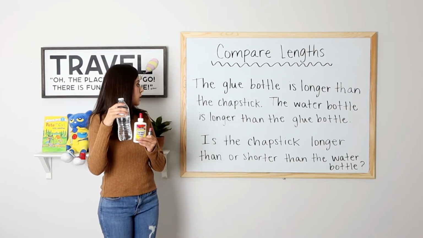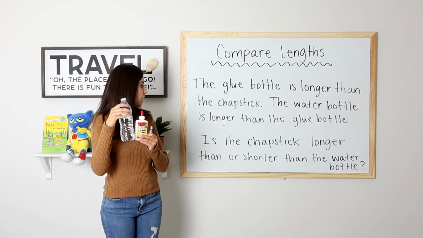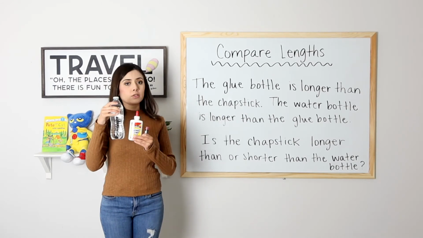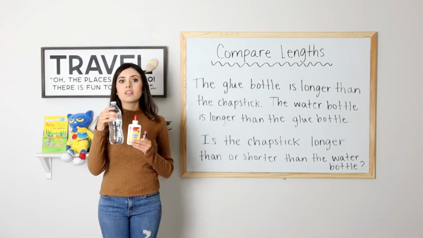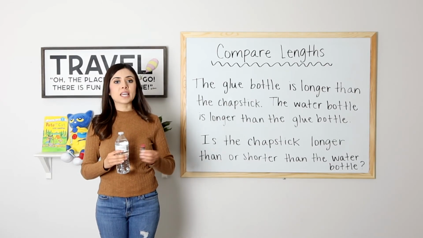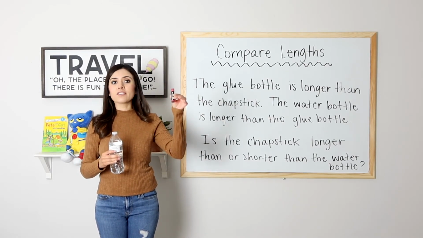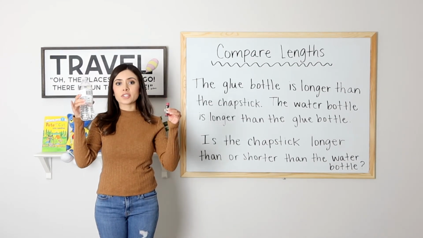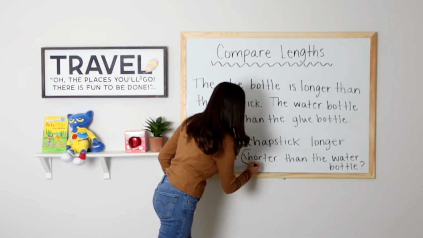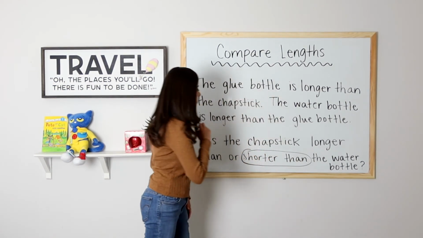They want to know, is the chapstick longer than or shorter than the water bottle? Remember, if the distance is greater from end to end, the object is longer. If it is not as great, then it is shorter. The distance from end to end on the chapstick is not even close to the water bottle, right? It is definitely shorter. The chapstick is shorter than the water bottle.